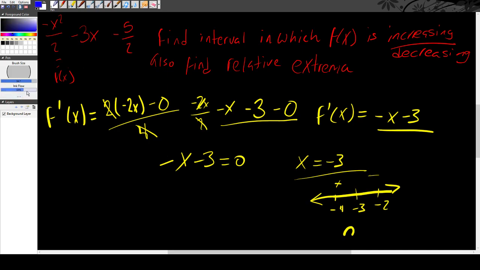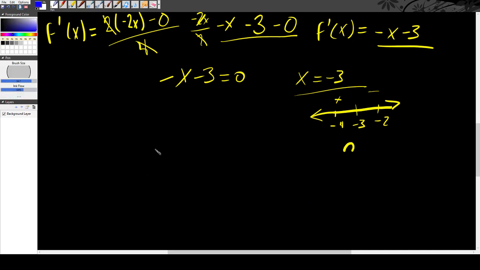Looking at this, we can tell that this has to be a max because it goes from positive to negative. So negative 3 is your max. It's a relative max.